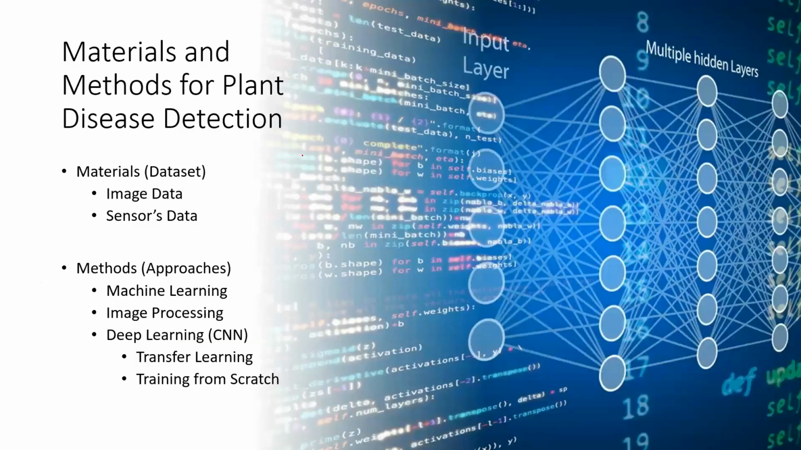As far as the materials and methods for the disease detection system are concerned, we have image data and we have sensor data. Sometimes, in order to include innovation in your research, researchers mix these kinds of data. They put sensor data and image data together in order to make a hybrid system. That is very crucial, so please be careful in doing all these things.